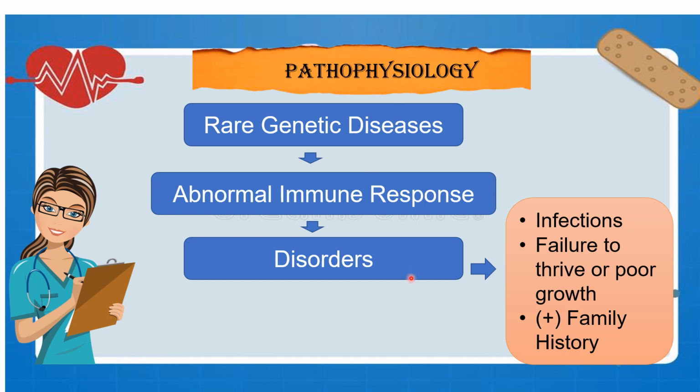So, the major signs and symptoms of this PIDD include multiple infections despite aggressive treatment, or infections with unusual or opportunistic organisms. There will be failure to thrive or poor growth and a positive family history.